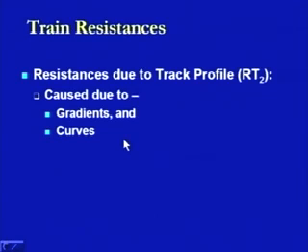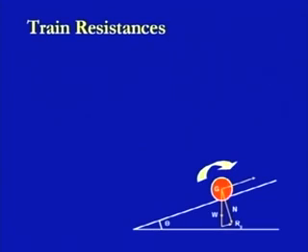Now we come to the resistances offered due to the track profile. As we have seen, these resistances are because of the physical features of any track, and the two main physical features of any track are the gradients and the curves. So we will be looking at these two conditions.